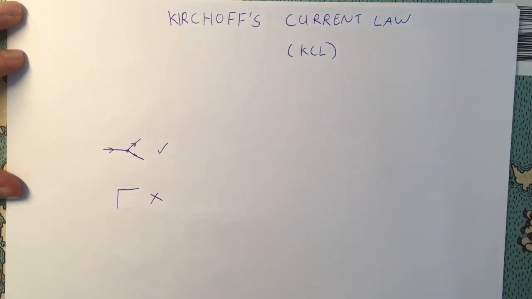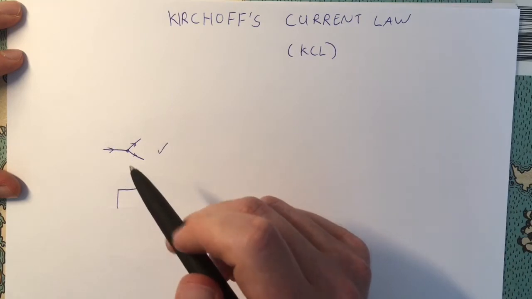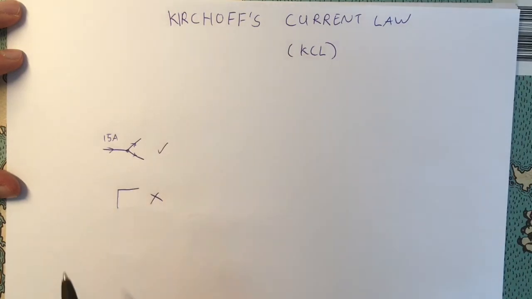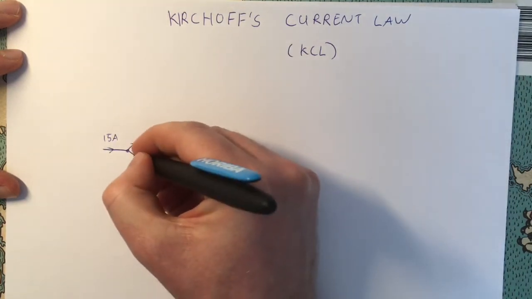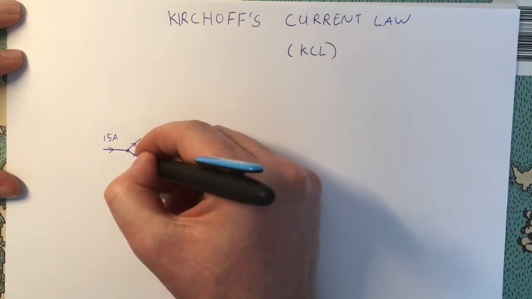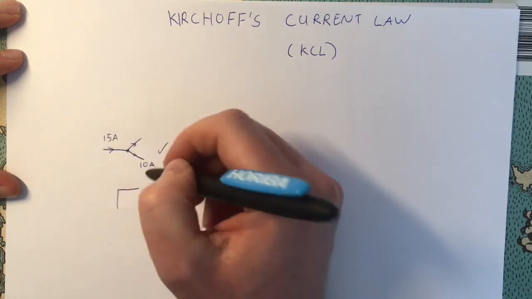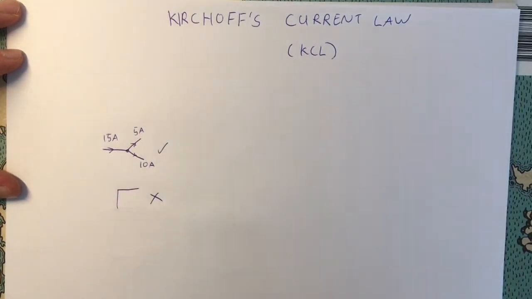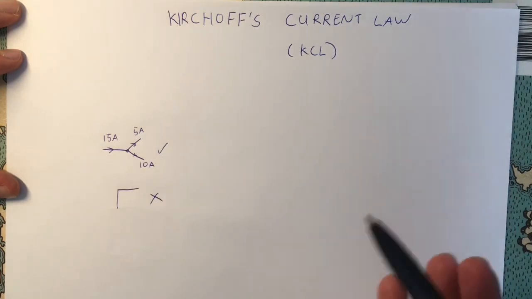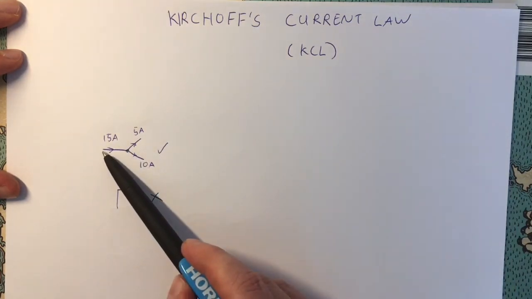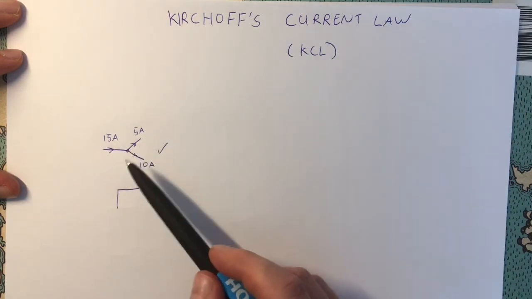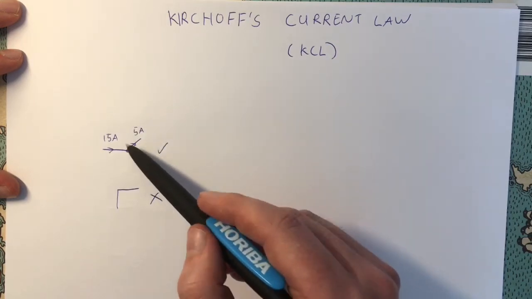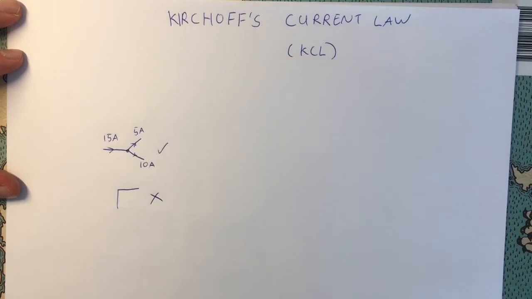So if we imagine we've got a certain amount of current, say 15 amps, flowing this way, then if we have, for example, 10 amps flowing this way, then we must have 5 amps flowing this way. So hopefully this is self-evident. The current can't disappear anywhere. So if there are 15 amps flowing this way, we must have 15 amps flowing out of the circuit. So if we know what one of the branches is, we're going to know what the other branch is.